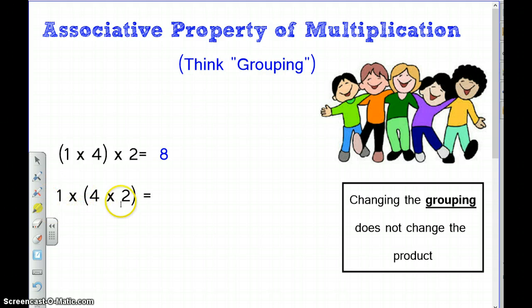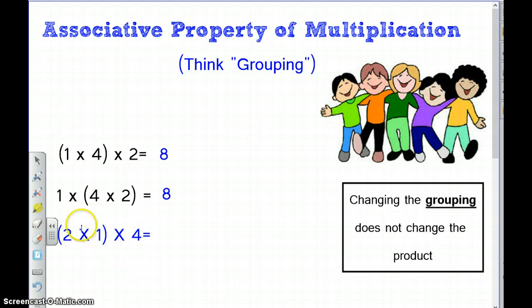Okay, well, right below it, we see the same three numbers being multiplied together. We see 1, 4, and 2. But this time, because we always multiply what's in the parentheses first, we have grouped together the 4 and the 2. So 4 times 2 is 8. 8 times 1 is 8. So even though the grouping changed, our product stayed the same.